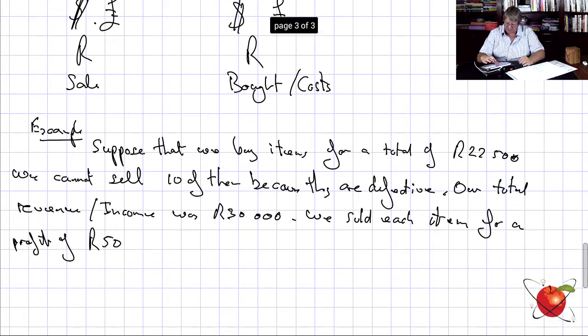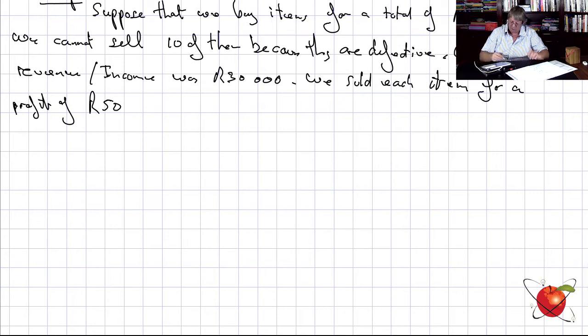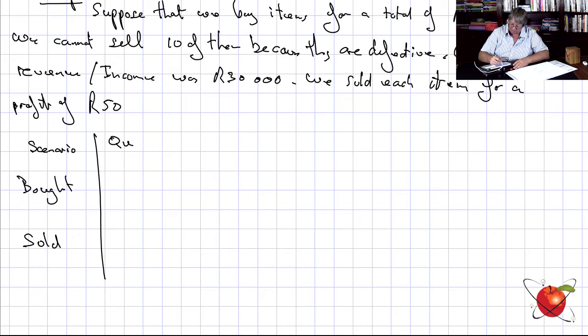Already we say, okay, this is a financial problem. What do we do? We put down our scenario. Scenario is, now it's slightly different. Now we bought and we sold, right? Quantity.